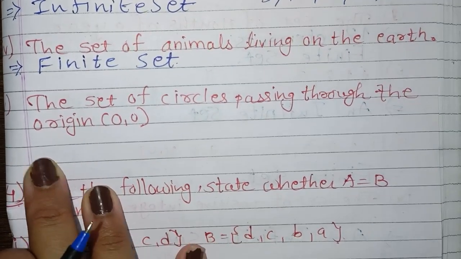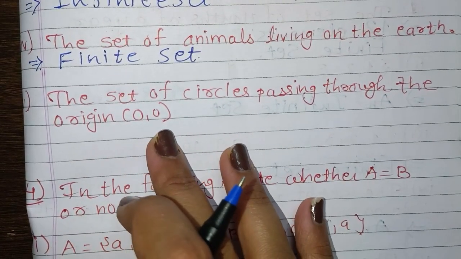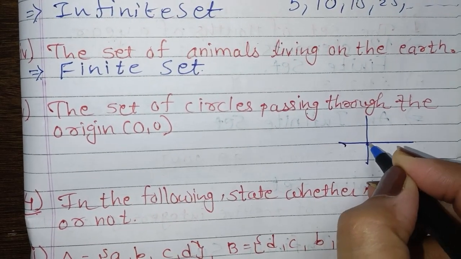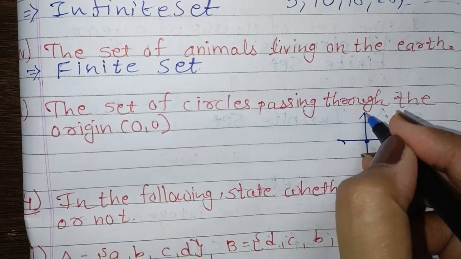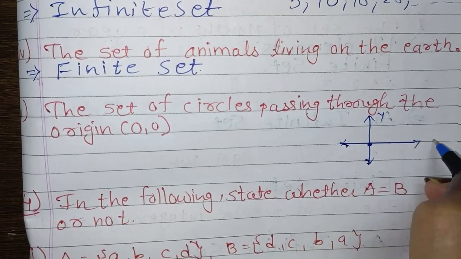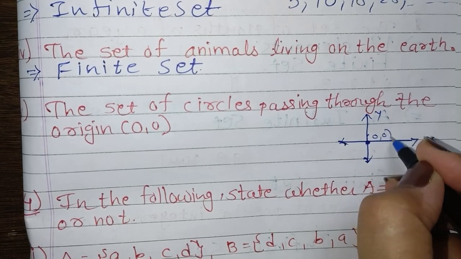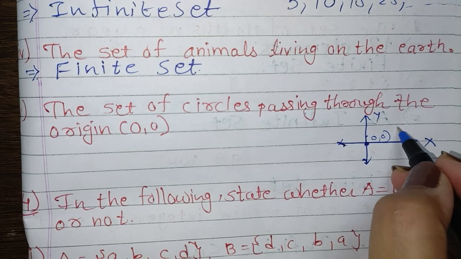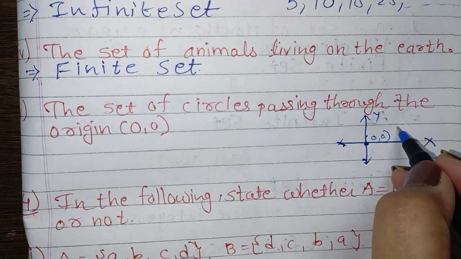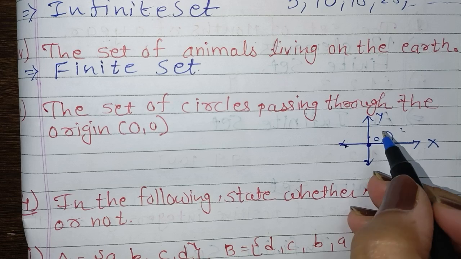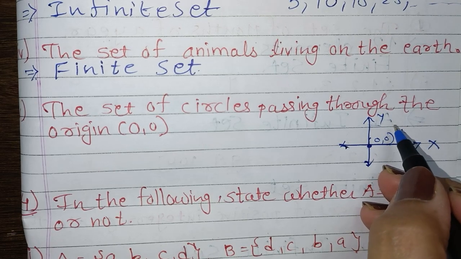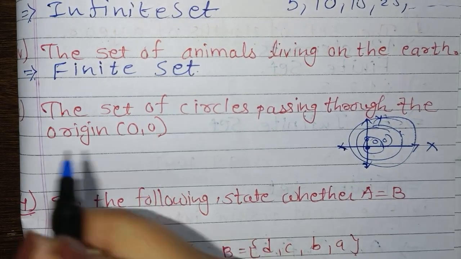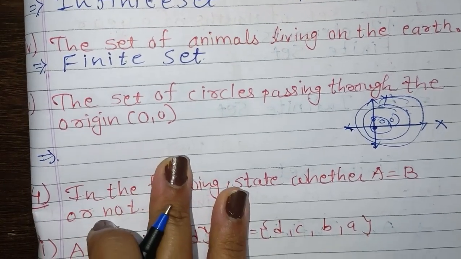Fifth one is the set of circles passing through the origin (0, 0). If you draw the origin (0, 0), this is the origin. And here it has infinitely many circles passing through this origin. That's why the set of circles passing through the origin (0, 0) has infinitely many circles. You can draw like this, like this, like this. Then this set is an infinite set.